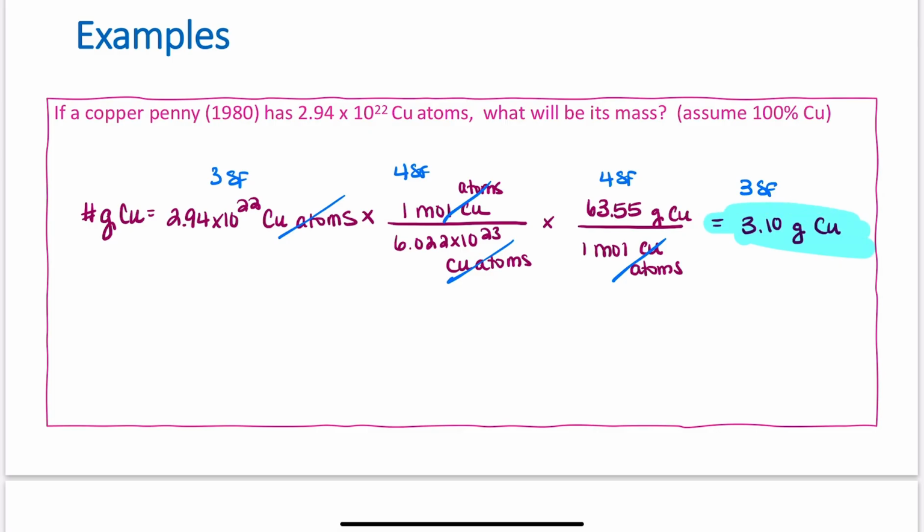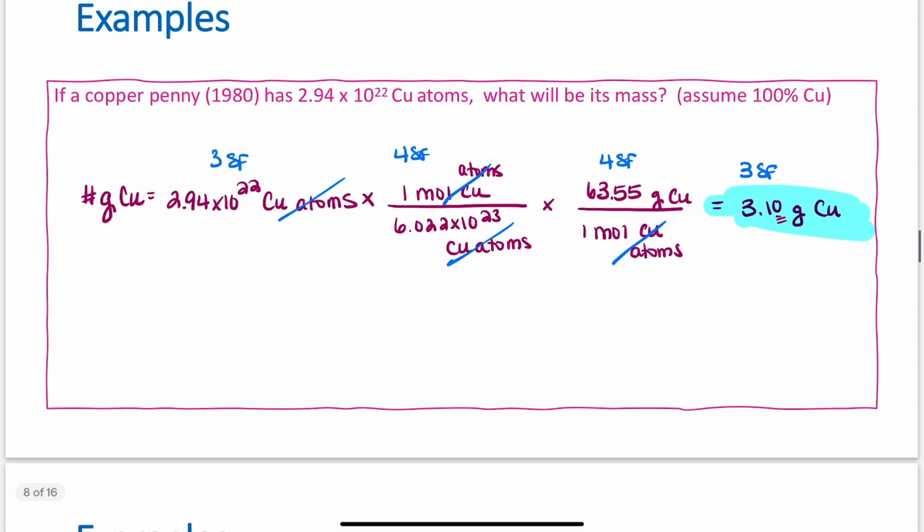So if it had 2.94 times 10 to the 22nd copper atoms, that penny would weigh 3.10 grams. I can't forget that zero on the end, because I need 3 sig figs in my answer, so I have to add that zero on the end.